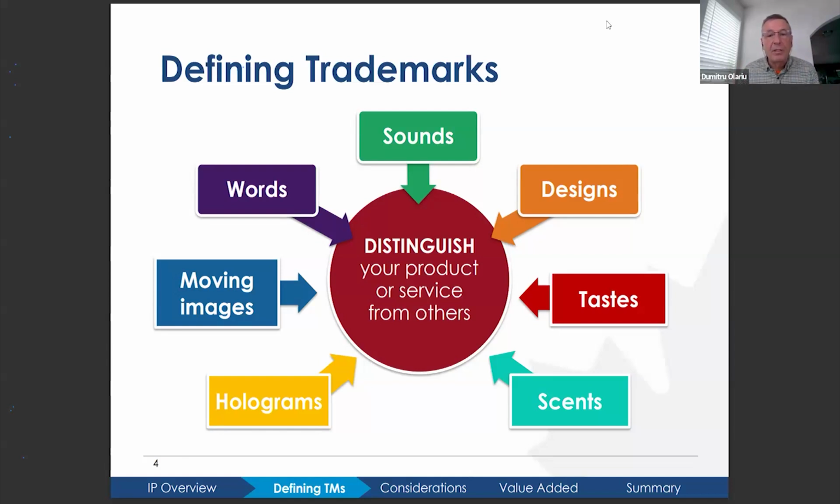These signs might be traditional words, sounds, and designs, or they may be so-called non-traditional signs or trademarks: moving images, holograms, scents, and tastes. Next slide, please.